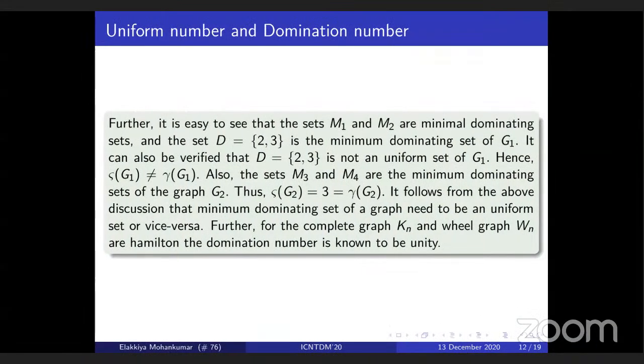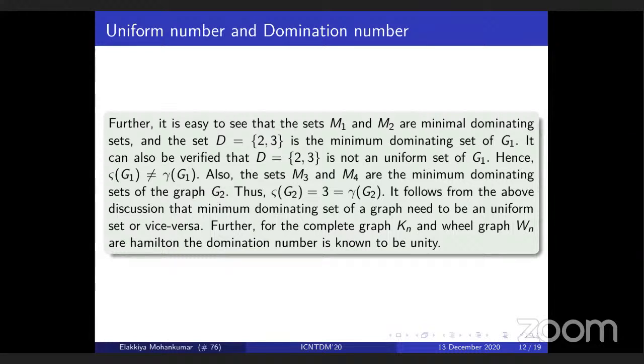Further, it is easy to see that the sets M1 and M2 are minimal dominating sets, and the set D equal to {2, 3} is the minimum dominating set of G1. It can also be verified that D equal to {2, 3} is not a uniform set of G1. Hence, the domination number of G1 is not equal to tau of G1. Also, the sets M3 and M4 are the minimum dominating sets of the graph G2.